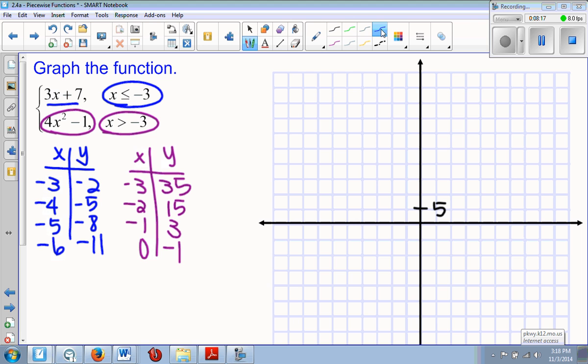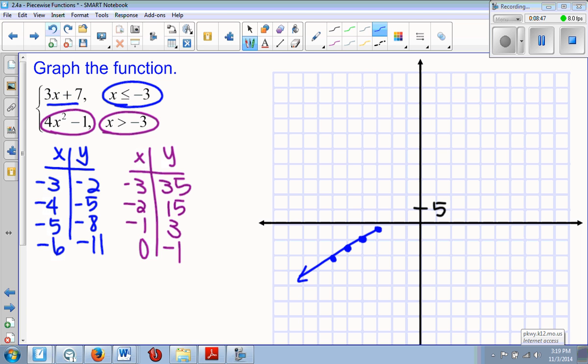So my blue equation, -3, -2. Oops, wouldn't be down that far. 1, 2, 3. And then we've got -4, -5. And then we've got -5, -8. And then we've got -6, -11. Something like that. And then as we connect our dots, we're going to move to the left and show that it goes beyond those points.